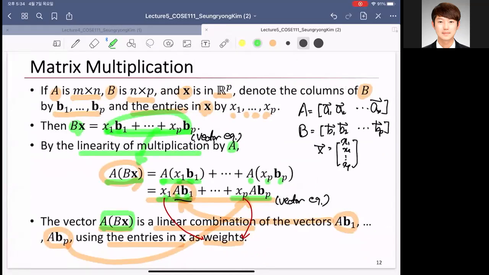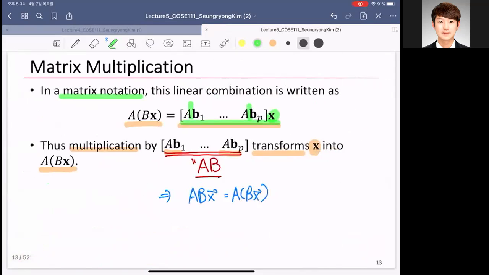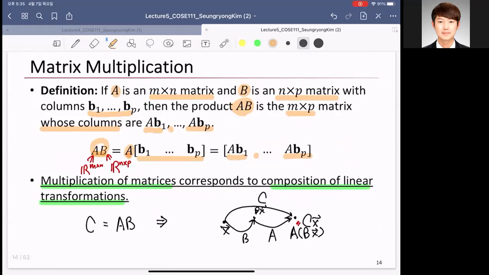그래서 왜 이렇게 되는가를 보면, ABX는 AB1부터 ABP의 linear combination, X를 weight로 한 linear combination으로 표현될 수 있게 되고, 결국에 AB1, AB2, ABP가 AB라고 표현할 수 있다. 그래서 multiplied by AB가 transform X to the ABX라고 표현될 수 있는 거였고요. 그러면 AB는 AB1, AB2, ABP 이런 식으로 표현할 수 있다라는 거죠.